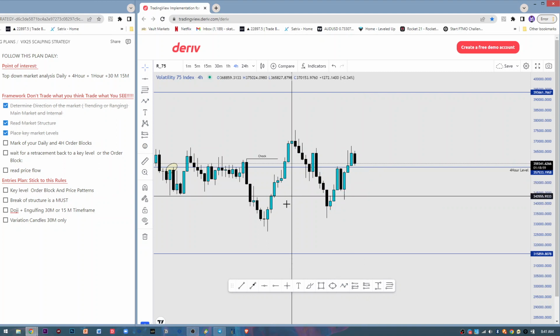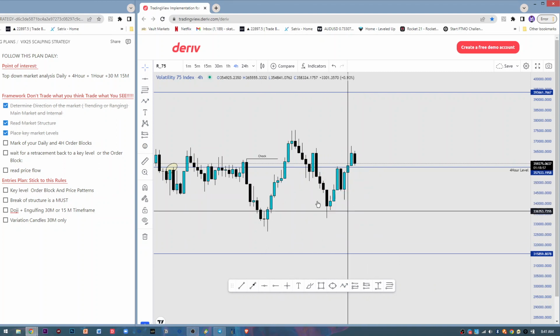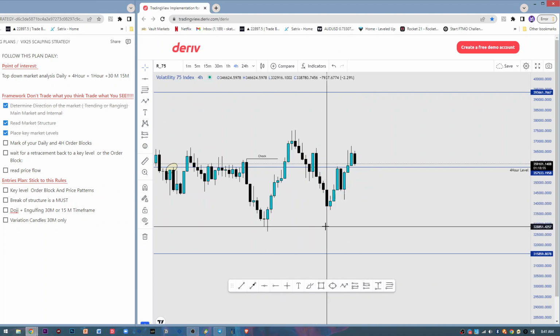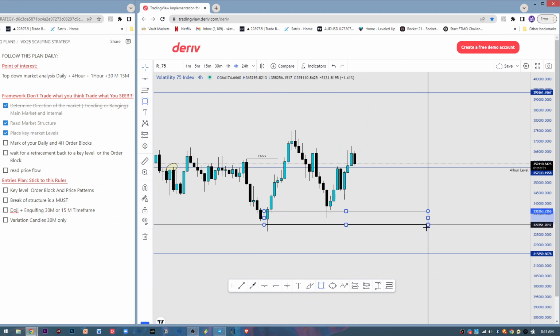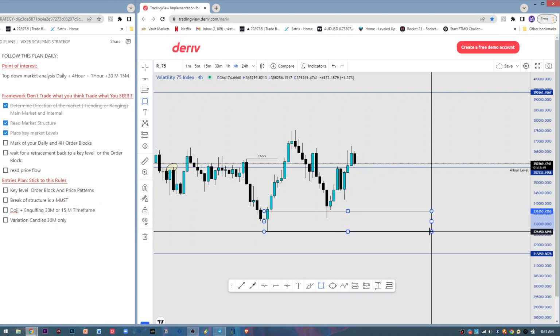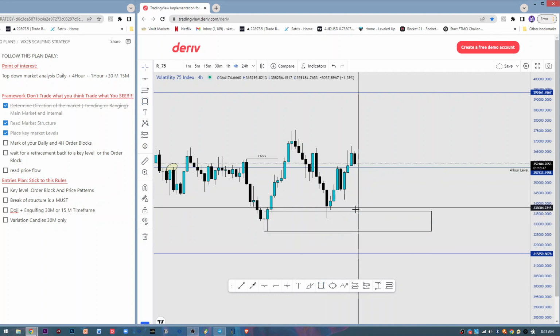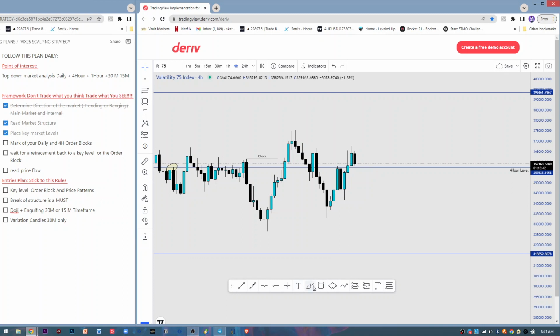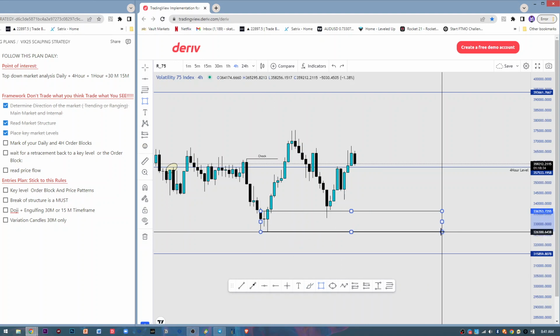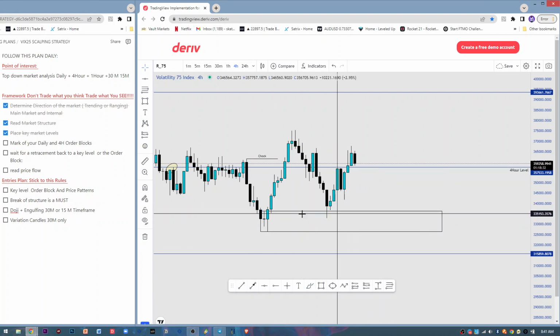I'm not going to mark any other order blocks right here because, as you can see, price did already come into this region. So we're still maintaining this order block to the upside. That is why I cannot mark another order block, because we haven't broken above this high yet. We're still maintaining the same order block. This is what we have to keep in mind: we're still maintaining under this order block.